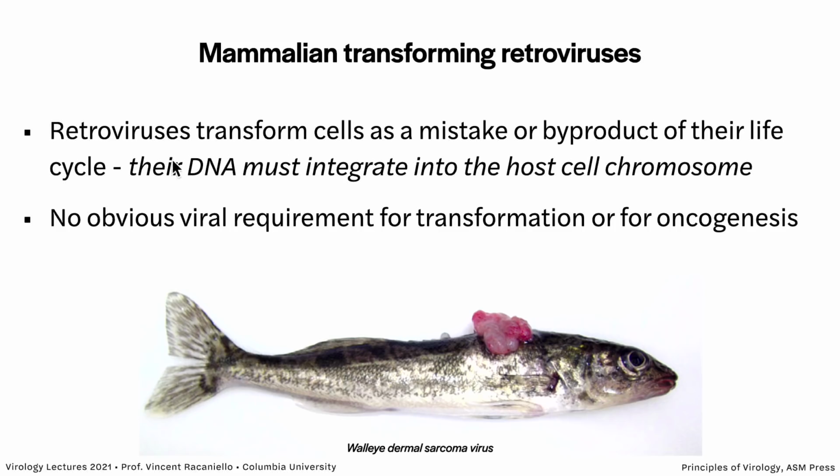As you can see, these retroviruses transform cells. It's really a mistake because their DNA has to integrate. It has to integrate in order for virus to reproduce. But sometimes it integrates next to an oncogene, and that's what leads to transformation and eventually cancer. So transformation and cancer formation is not needed for the replication of these retroviruses. There's no obvious requirement for transformation or for oncogenesis in the reproduction of most retroviruses, with the exception of walleye dermal sarcoma virus.